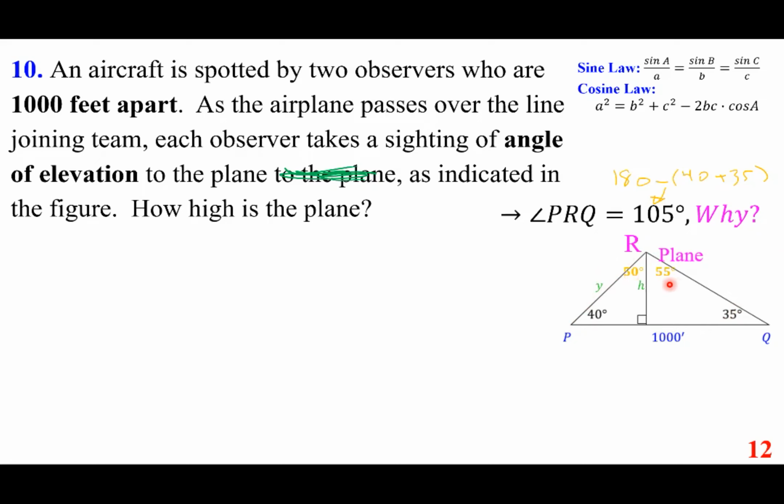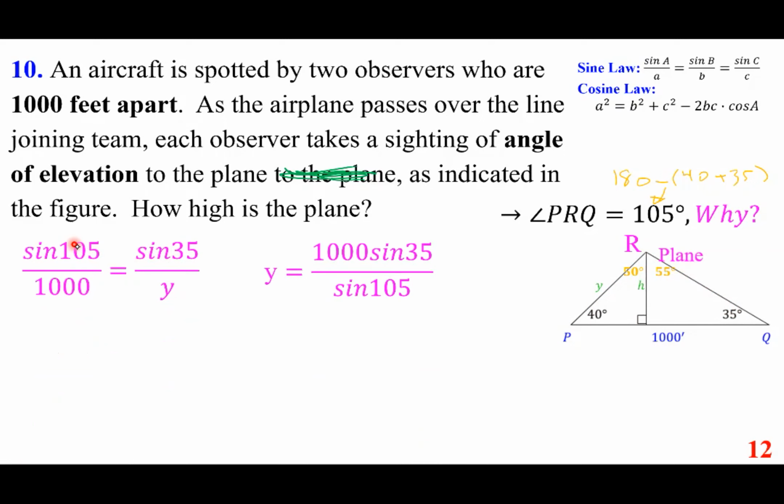By the way, those angles are 50 and 55, simply because this is 90 degrees, this is 40 and 50. This is 35, must be 55 subtracted from it. So we have those. First, let's calculate this. And Y is 1000 times sine 35 over sine of 105. So Y or PR is about 593.81 feet.